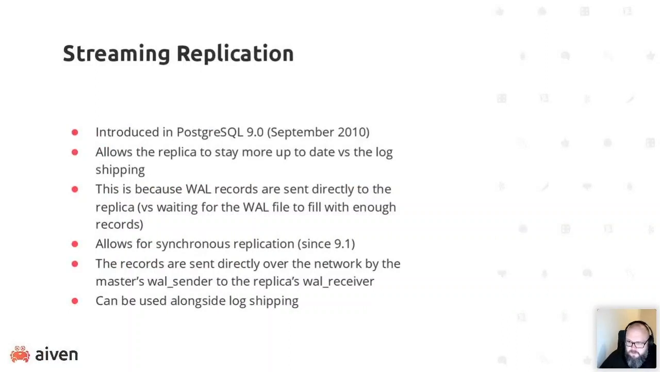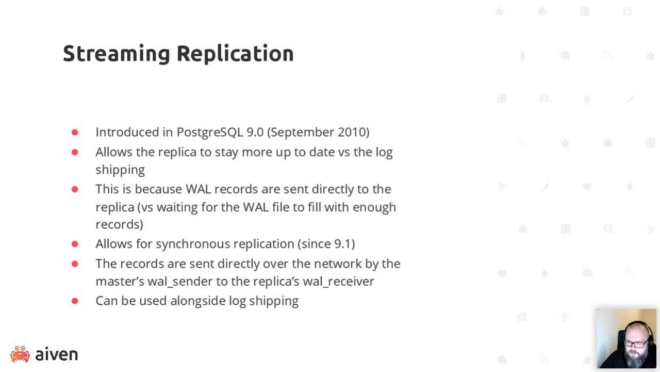The next evolution of physical replication was streaming replication. Introduced in Postgres 9.0 in September of 2010. It is also based on WAL, but sends WAL records instead of the full WAL log files, allowing the replica to stay much more up to date versus WAL shipping. It also allows for synchronous replication, which was introduced in Postgres 9.1.